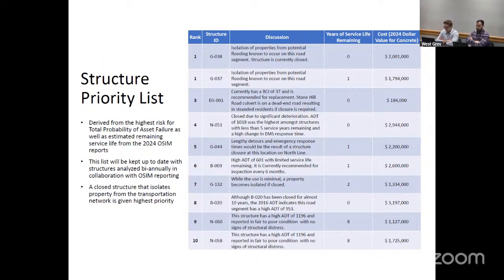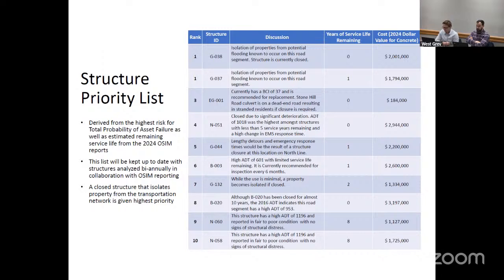A closed structure that isolates property from the transportation network is given the highest priority, which is why we see a structure like EG001 on there. So we have 37 and 38 at the top for highest priority. There's localized flooding known to occur on this road segment, and when that happens, it has the potential to isolate residents. EG001 is next. Same issue. Residents on the other side of this culvert, this is their only way to get access to the transportation network.